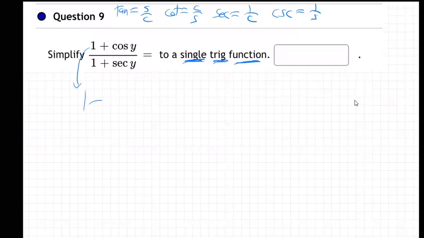This is going to be 1 plus cosine. I'm just going to use c, and the bottom is 1 plus 1 over cosine, right? Secant is 1 over cosine. We good so far? Now, what are we going to do? Can we just grab this and flip it up, and then grab this and flip it up? No, we actually can't do that.